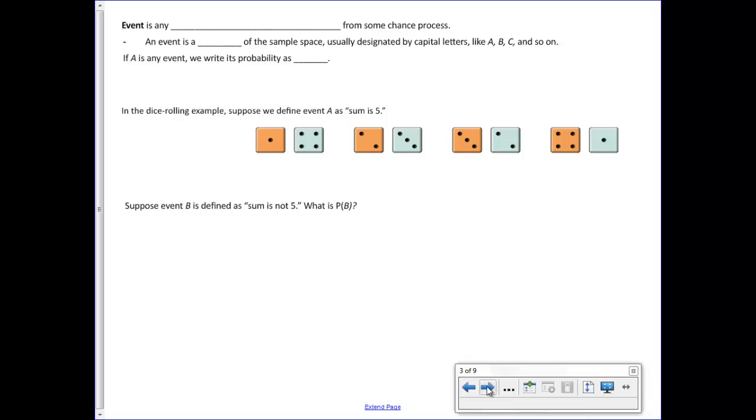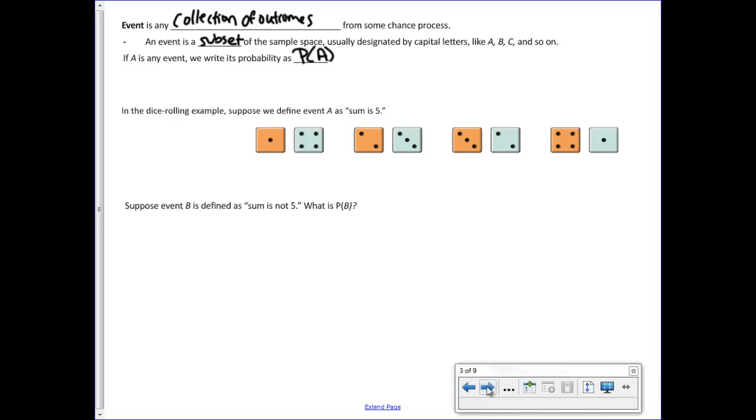An event is any collection of outcomes from some chance process. An event is a subset of a sample space, usually designated by capital letters like A, B, C, and so on. If A is an event, we write its probability as P of A, probability of A.